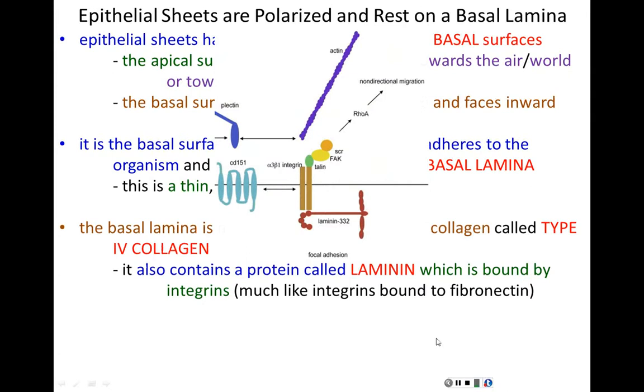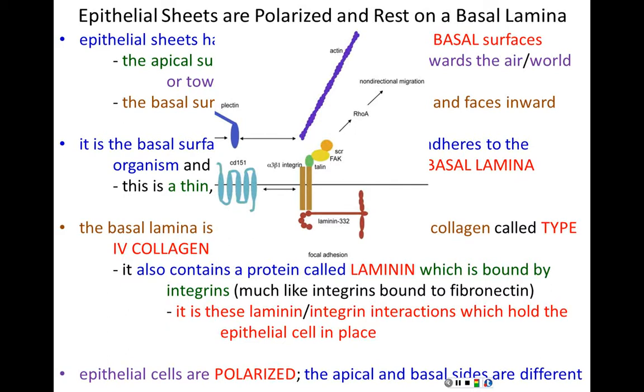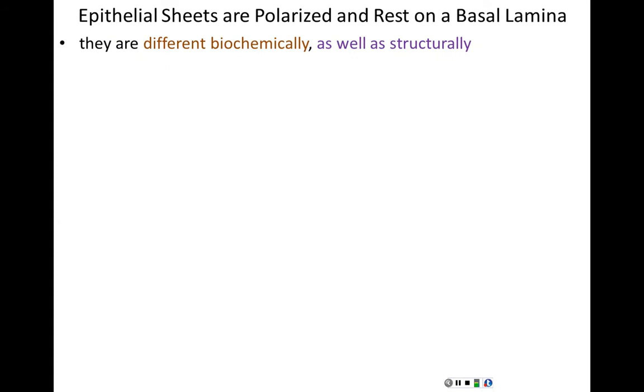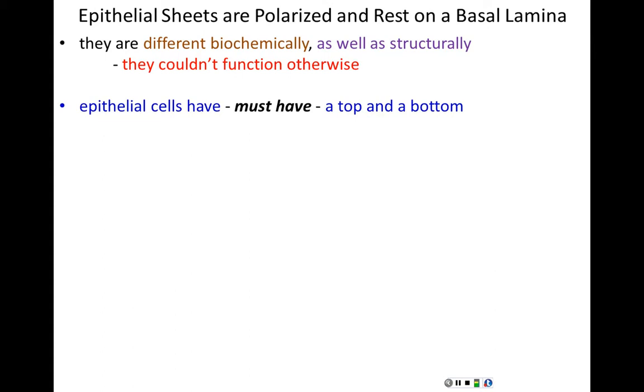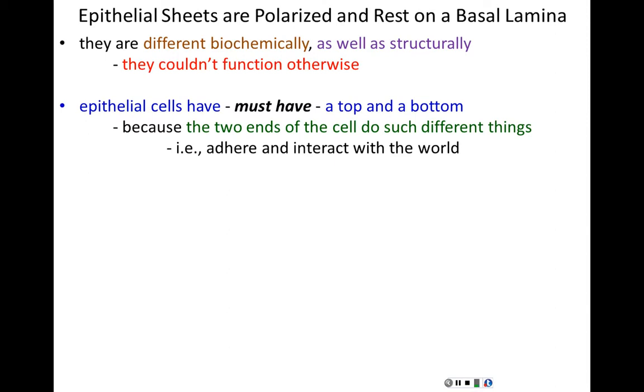And so suffice it to say, I don't think I need to say it, but epithelial cells are polarized. They have two different ends. The apical and the basal sides are different, and they have different functions. The apical and basal sides are different biochemically. They are different structurally. They have different functions and different roles. These epithelial cells could not function otherwise. Epithelial cells, by definition, by their very role, must have a top and a bottom because the two sides of the cell do such different things. The basal side adheres. The apical side interacts with the world.